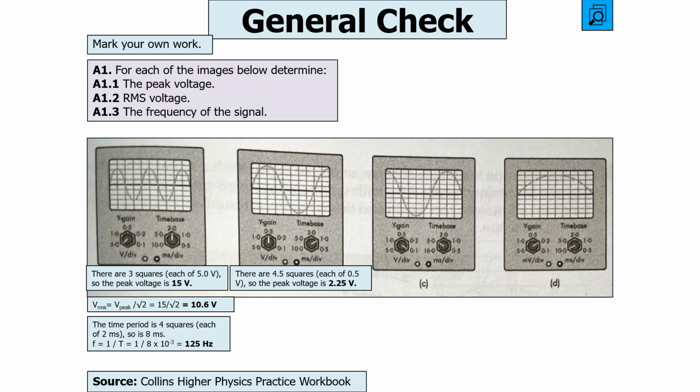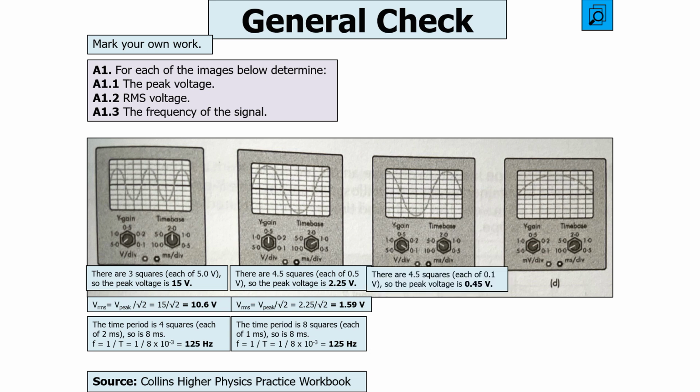So these next 3 examples are all the same principle. 4.5 squares, okay, each of 0.5 volts. So the peak is 2.25 volts. VRMS is going to be 1.59 volts. So therefore the time period is 8 squares, each of 1 millisecond. The time period is 8 milliseconds. Frequency is 1 over 8 times 10 to the minus 3, 125 hertz.